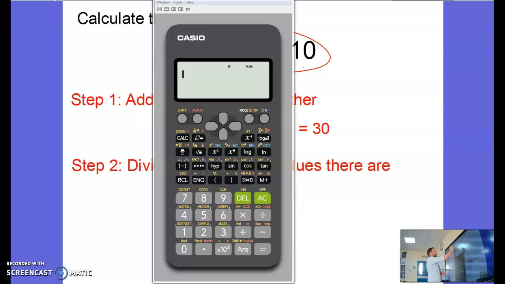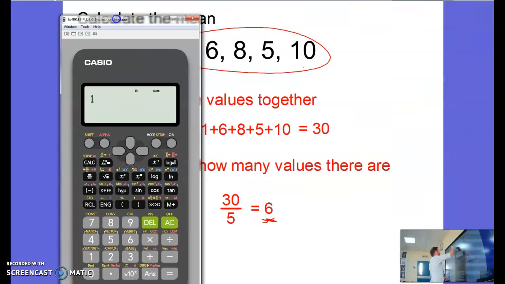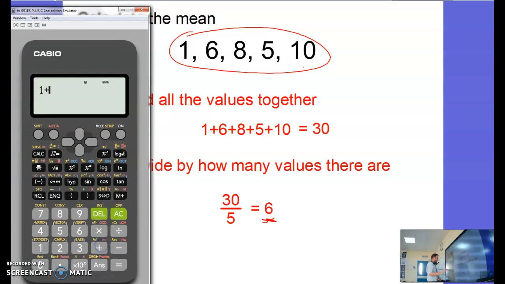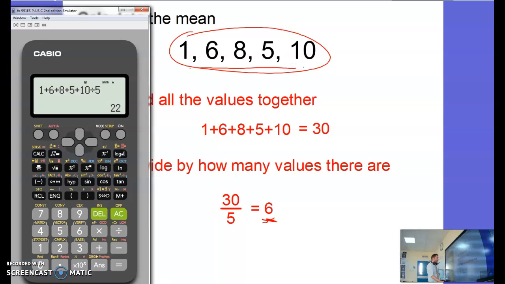Let's just show that on a calculator. So we'll put in those values: 1, add 6, add 8, add 5, add 10. Now this is where people go wrong, is they try and skip a step and they divide by 5 now. Let me just show you what happens when I divide by 5 here. So I've added them all together, then divided by 5, but it gave me an answer of 22. That can't be an average here. It's bigger than my biggest value. So what's your calculator done there?